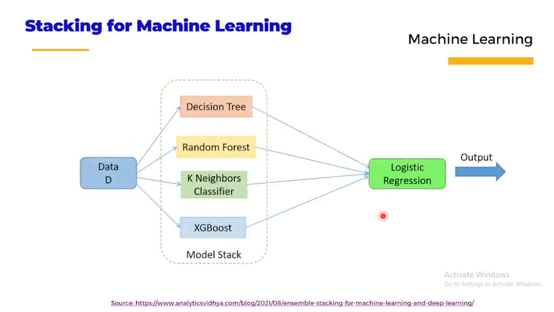This is an example of stacking. Here you can see some data, and with that data we have used different models, and at the end there is the meta model, the logistic regression meta model. So this is the diagram. In the stack model, the meta learner is logistic regression, and the base learners are decision tree, random forest, k neighbors classifier, and XGBoost. So this is how the stacking technique works.